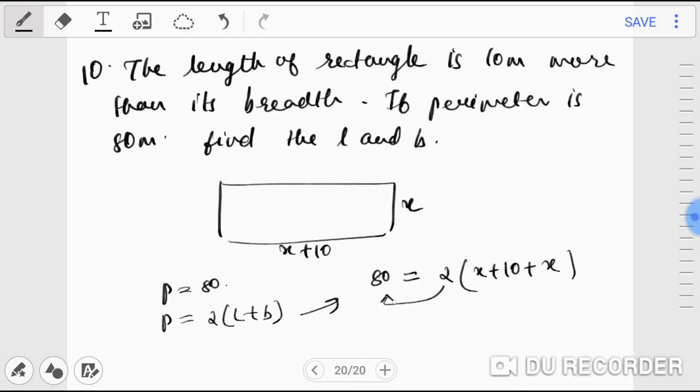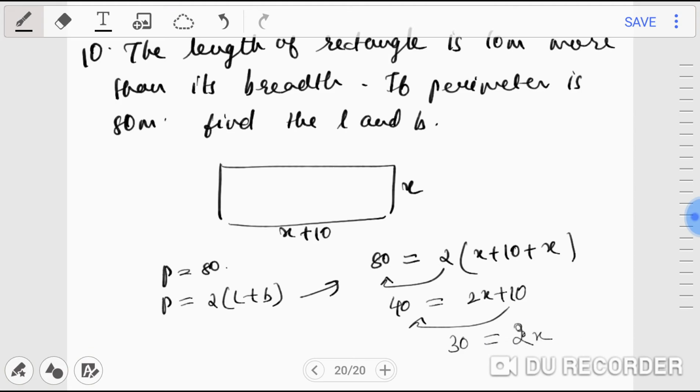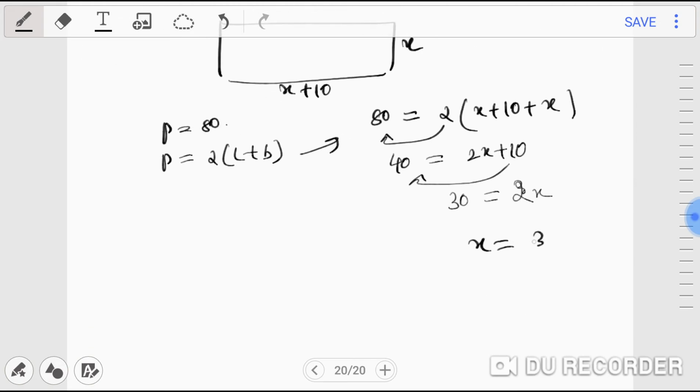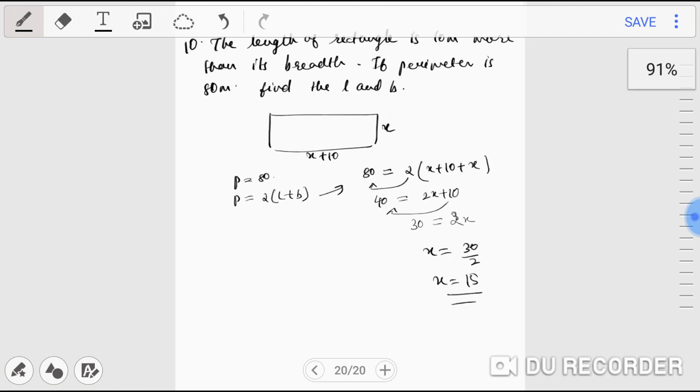So if you take this 2 here, it will be 80 divided by 2, that is 40, and here it will be 2x plus 10. Once you carry this 10 over here, it will become 30 equals 2x. So x value will be 30 upon 2, that is x is equal to 15. Clear?